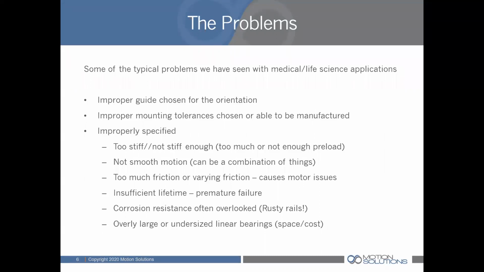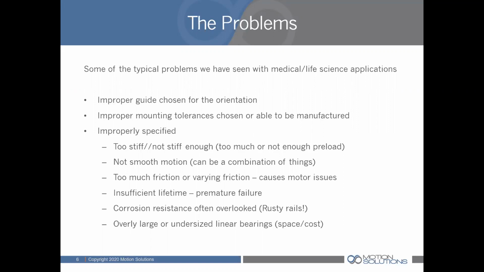Some other things, improper mounting tolerances. This is probably the number one issue that we see. Customers not specifying proper mounting tolerances or being able to meet the requirements that the manufacturers select for the linear guide. Some other things, the bearing is too stiff or not stiff enough. You have sloppy motion, not smooth motion. Sometimes if you specify too high of a preload, you might get rough motion from the bearing, or too much friction, which might cause issues with your motor sizing and or tuning. Premature failure, as I mentioned, and often corrosion resistance may be overlooked.